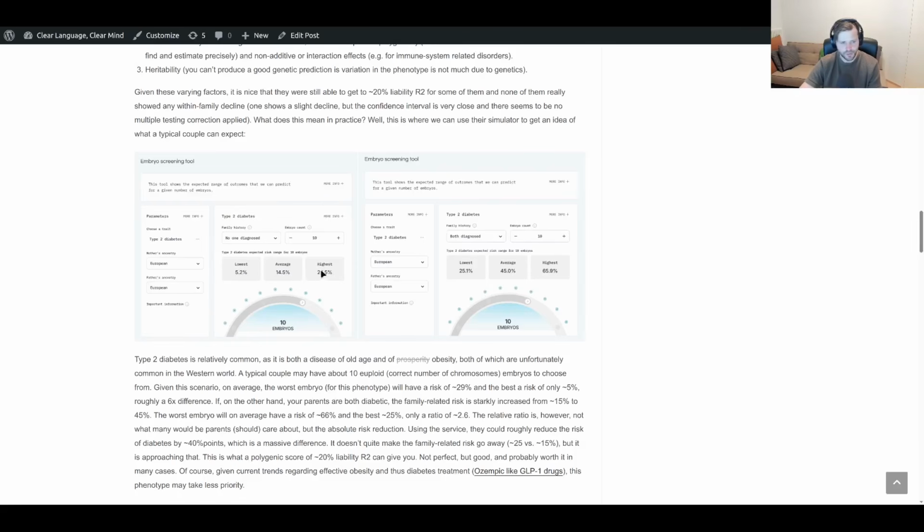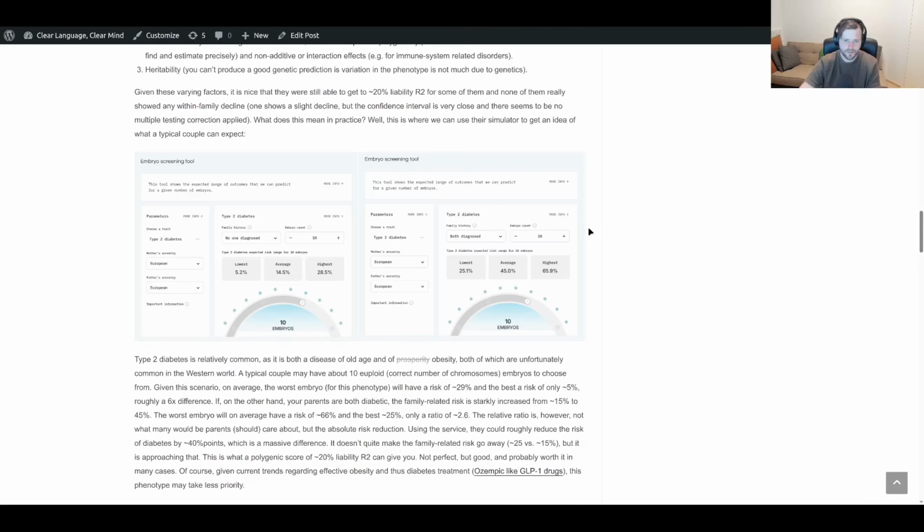So you can see if we look at the ratio of these 5 to about 30, it's about 6 times improvement between the worst and the best on average in a batch of 10 embryos. So this is quite a large improvement. We can also think of the situation where you have extensive family risk.